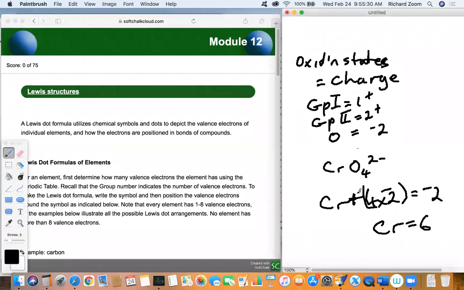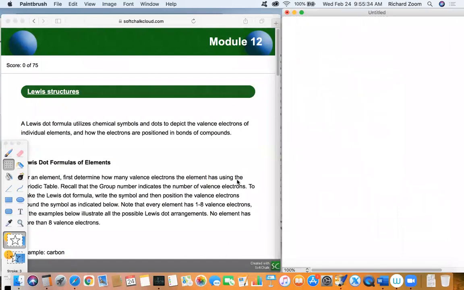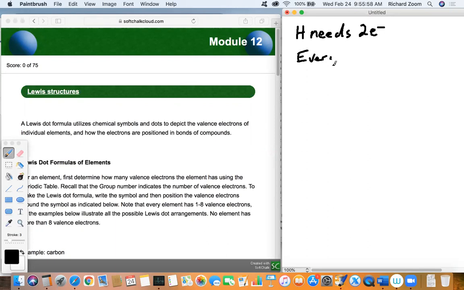All right, so we're going to also look at Lewis structures. When I'm doing Lewis structures, I kind of like to just stick to 2 kinds of rules here. Hydrogen needs 2 electrons because it wants to be like helium, and everything else needs 8 electrons.